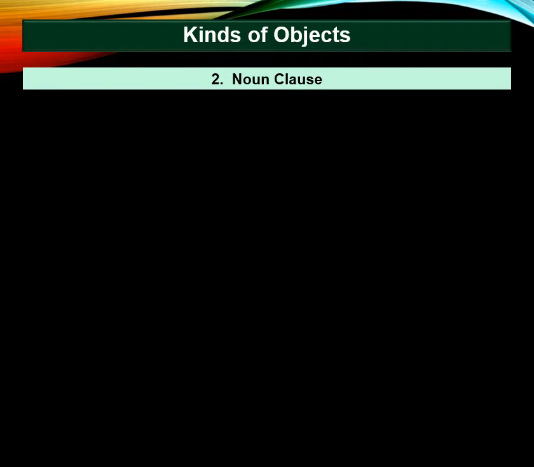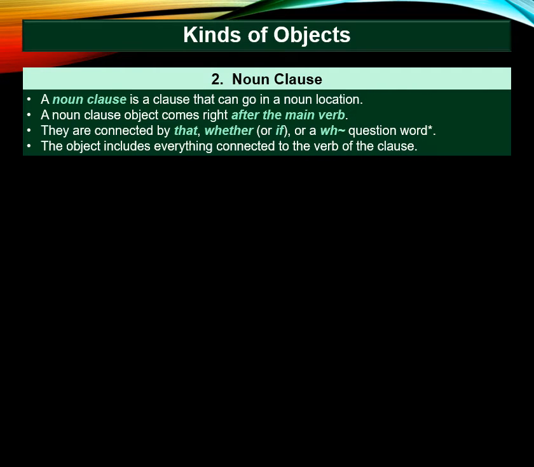The second kind of object is a noun clause. A noun clause is a clause that can go in a noun location. A noun clause object comes right after the main verb. Noun clauses are connected by that, whether or if, or a WH question word, who, what, when, where, why, how. The object includes everything connected to the verb of the noun clause.